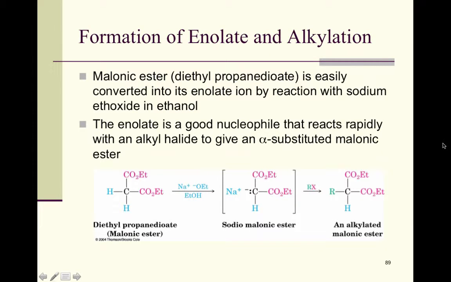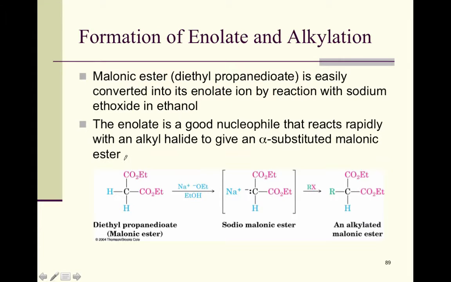Formation of enolate and alkylation. Malonic ester, diethyl propanedioate, is easily converted to its enolate ion by reaction with sodium ethoxide in ethanol. The enolate is a good nucleophile that reacts rapidly with alkyl halide to give an alpha-substituted malonic ester. So here we have malonic ester. This is a group you need to add to your list of functional groups that you have to have memorized, where you know its structure and name. Let's take a little closer look at this. CO2Et.